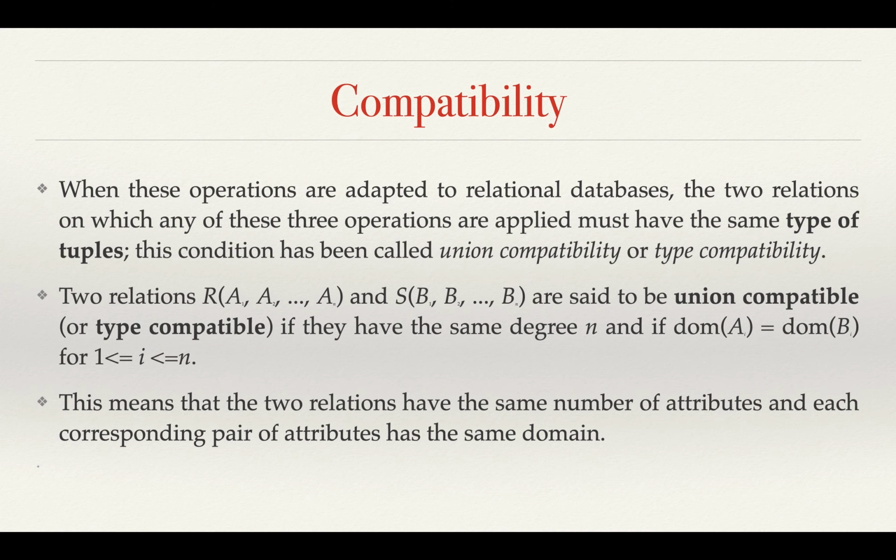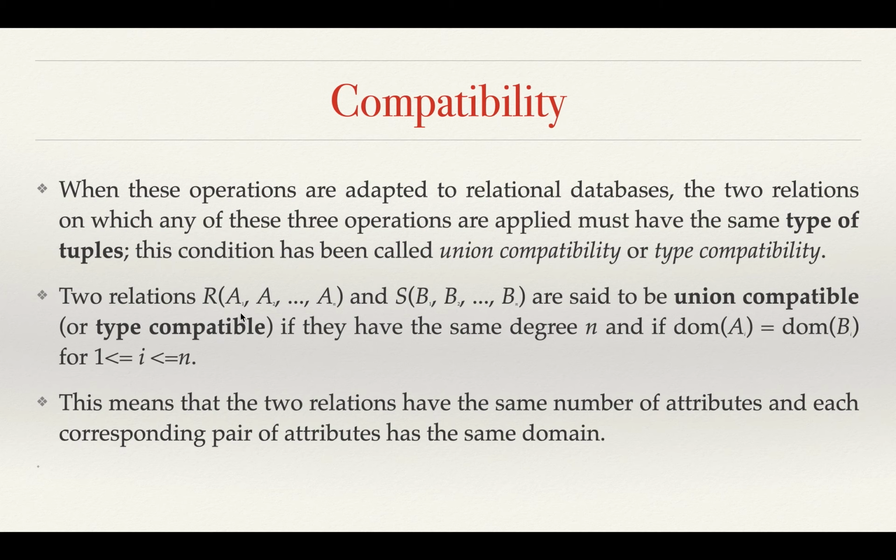Now, in order to perform all these operations, the two relations involved in these set operations need to be compatible with each other. Now, we'll see what is meant by union compatible. The two relations on which any of these three operations are applied must be of the same type of tuples. This condition is called union compatible.